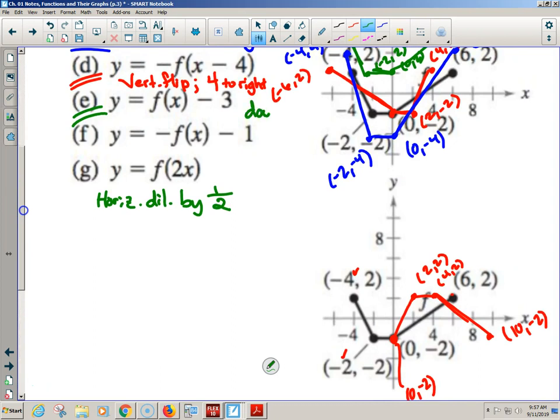Down, I agree. Down 3. Which means what's changing? My X's or my Y's? Y. Okay, so instead of being at -4, 2, isn't it going to be at -4, -1? Right? This one's going to go down 3 to be at -5. At -5. And at -1. Did anything else change besides the shift down?